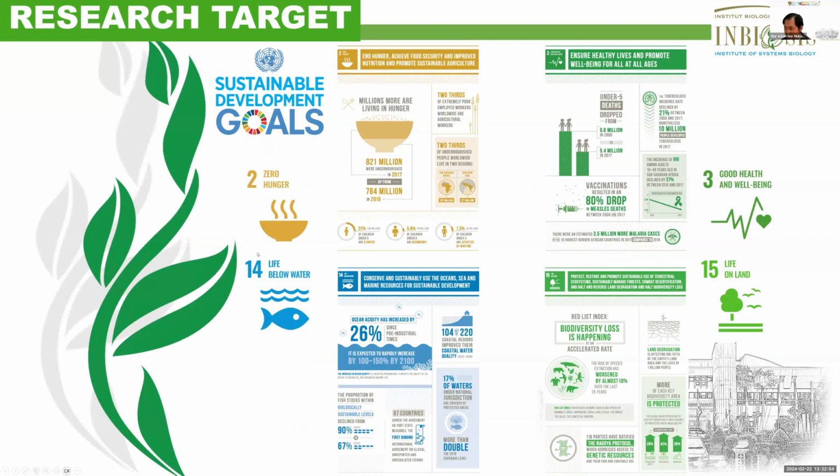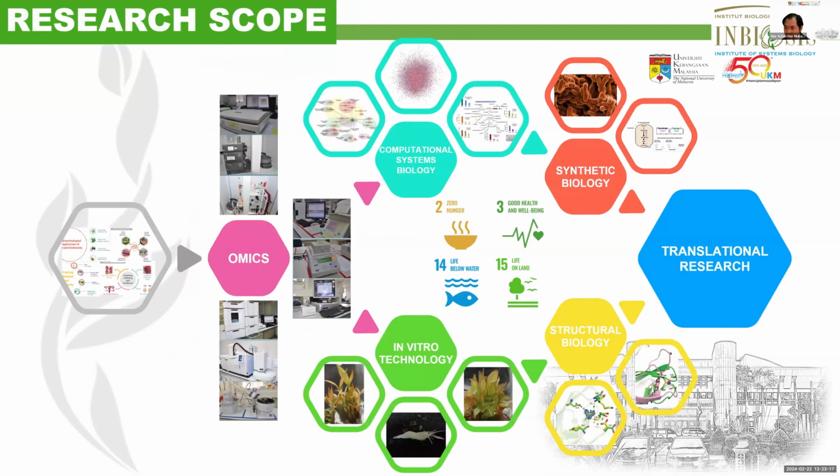And these are the four SDGs that we focus on at our institute, SDG 2, 3, 14, and 15. So this is basically to give value to our research and give better targets in terms of what we want to look for using systems biology. This one is our research scope, as well as what our facilities can cater for.